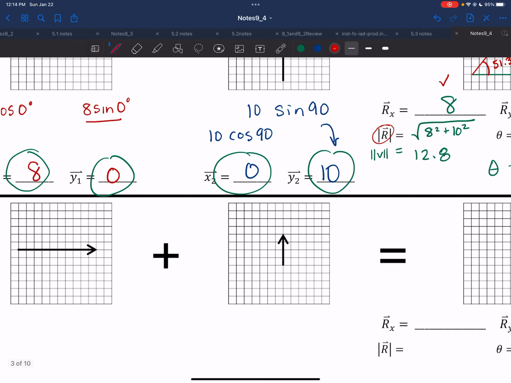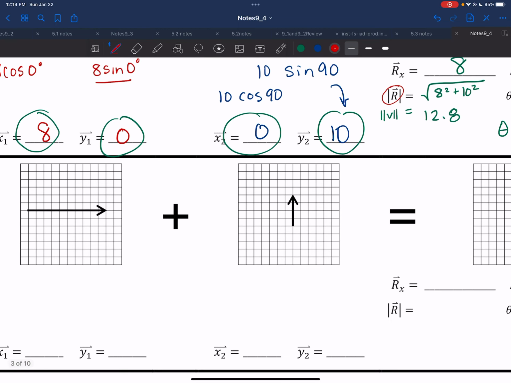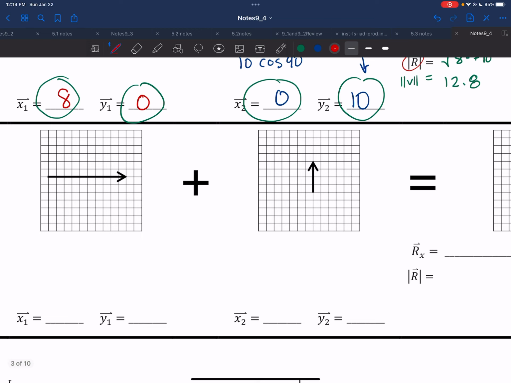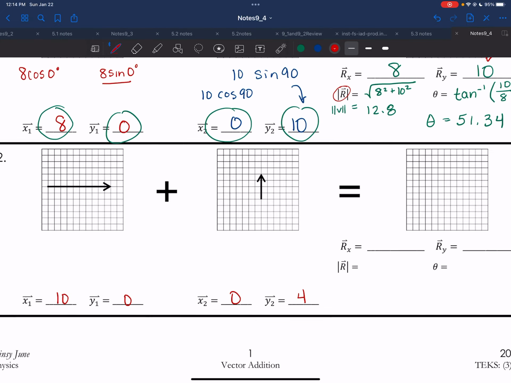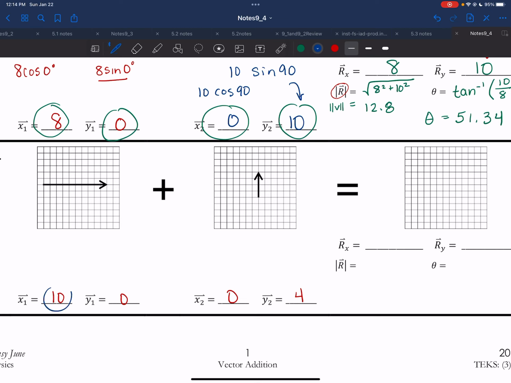Okay, so let's try one more. These are easy because they are purely X or purely Y. Let's look at this first one. I have 1, 2, 3, 4, 5, 6, 7, 8, 9, 10. So I have a value of 10 on my X and nothing on my Y. And then this one is 1, 2, 3, 4. So I have 4 on my Y, but nothing on my X. So now I'm going to sum up. My X is 10 plus 0, so that becomes 10. My Y is 0 plus 4, so that becomes 4.